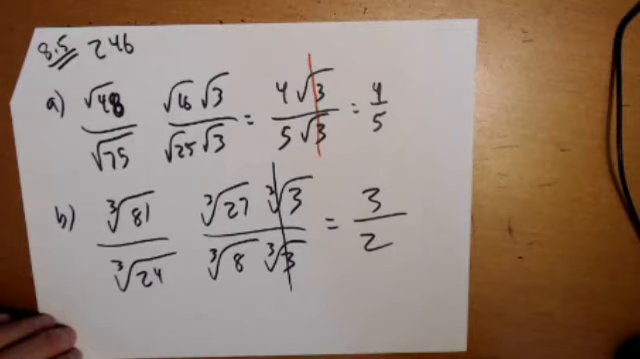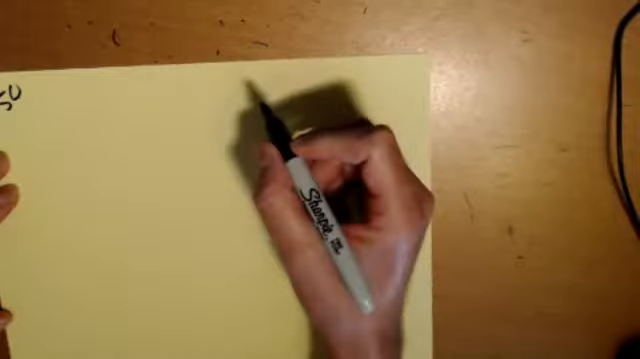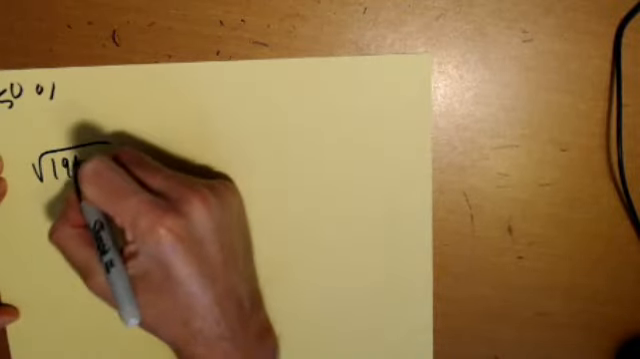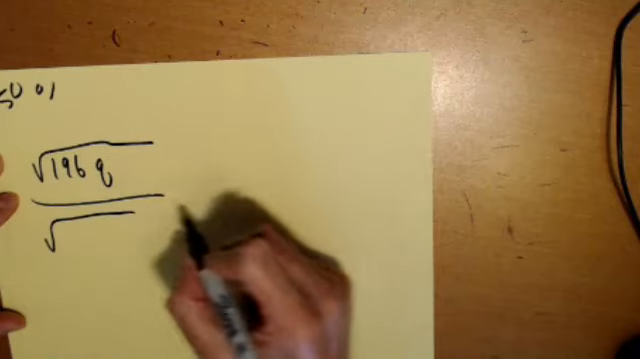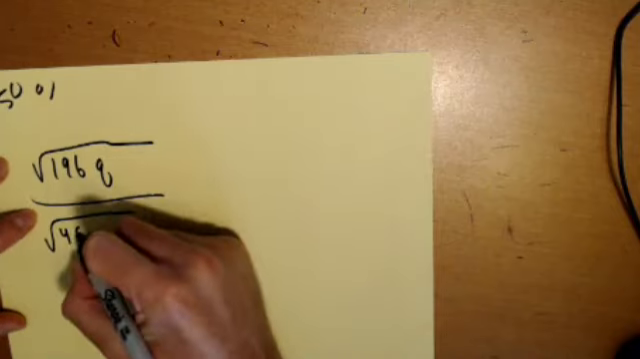Let's try 250. A. Square root of 196. That's a perfect square. 14 times 14 is 196. Over 484. Ooh. 484. Q to the 5th.